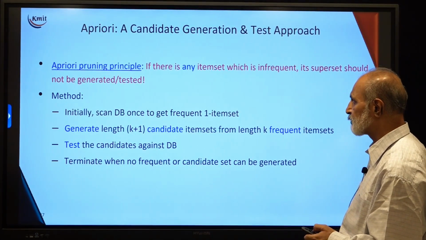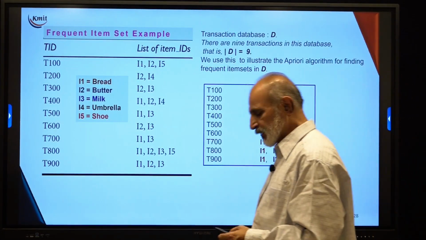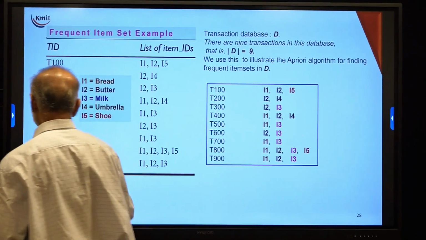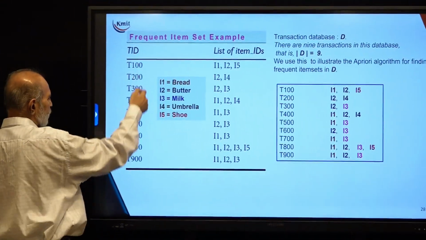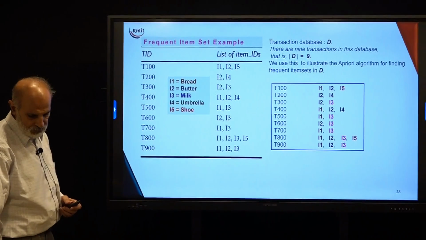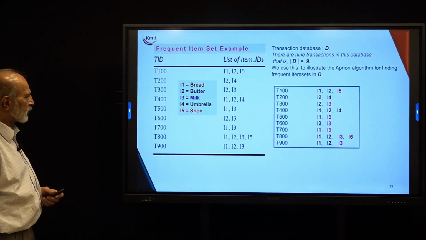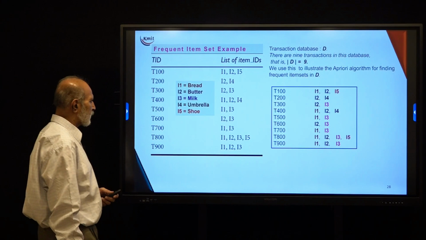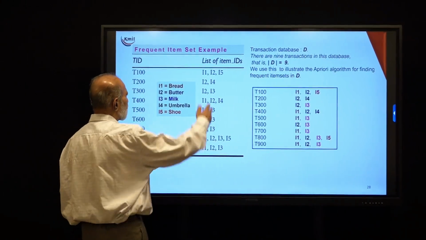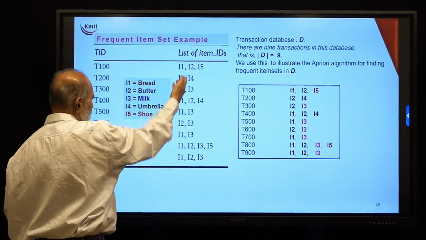Let us see the example. Now let us say I have a table where I am showing you transaction IDs 100 to 900, and I have 5 items: I1, I2, I3, I4, I5 — bread, butter, milk, umbrella and shoe — and the list of items on the particular ID are like this.